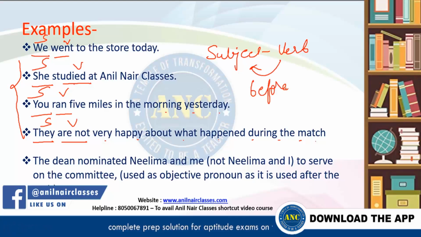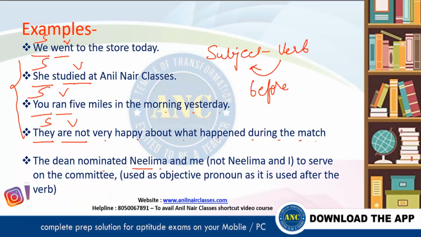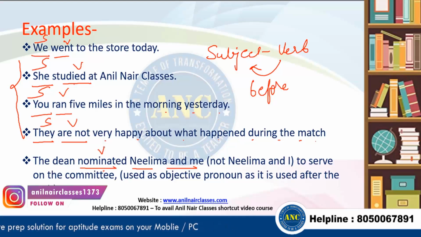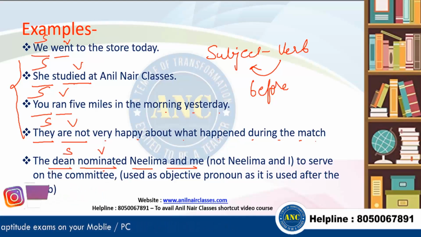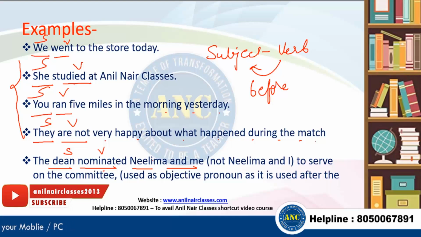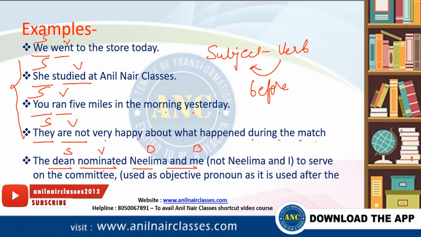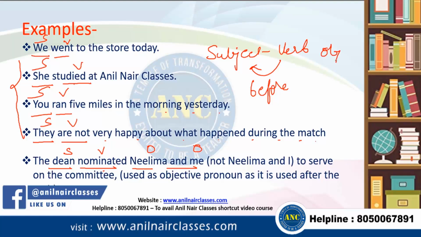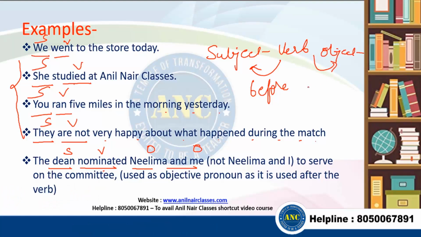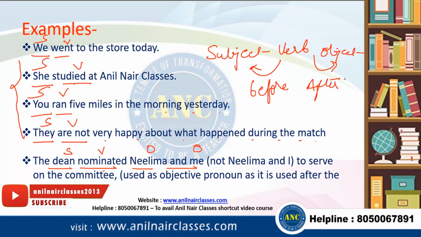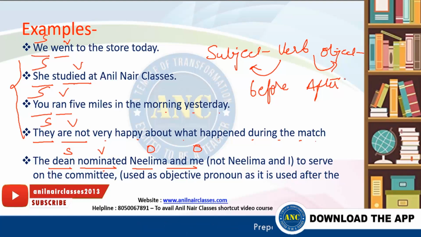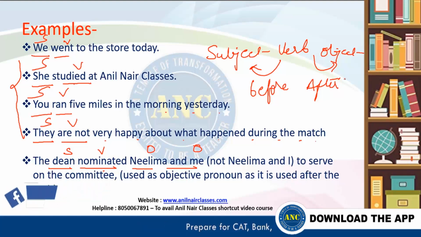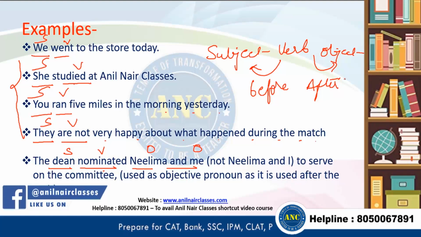Then we have: the Dean nominated Nilima and me. So nominated is the verb. Who nominated? The Dean nominated. The Dean nominated whom? Nilima and me. So these are the objects. So me is placed after the verb. So the object pronoun is placed after the verb. Clear? I hope the point of this slide is clear, that the subject pronoun is placed before the verb and the object pronoun is placed after the verb. Fine.